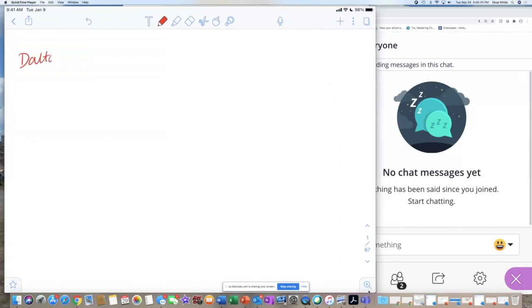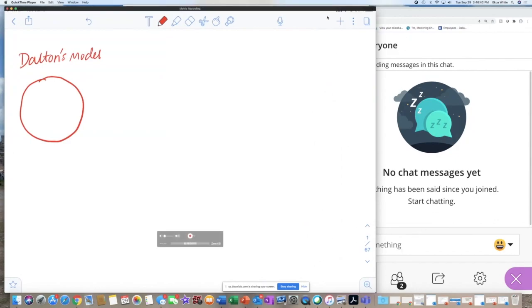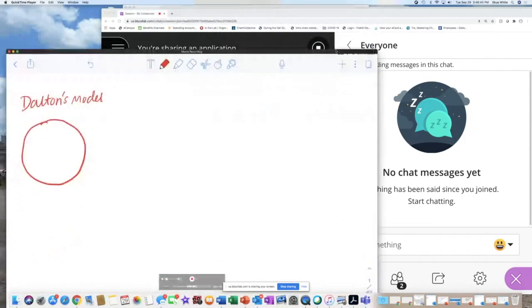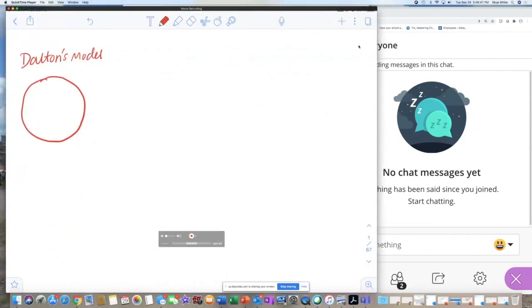Dalton's atomic model. In Dalton's model, he talked about the atom being round. So I'll call this Dalton's model. If you were asked to draw Dalton's model, you would draw it like that. Essentially, he said the atom is indivisible, which is another way of saying there's nothing inside the atom. So this is pretty much what you get. The atom is round and there's nothing inside of it.